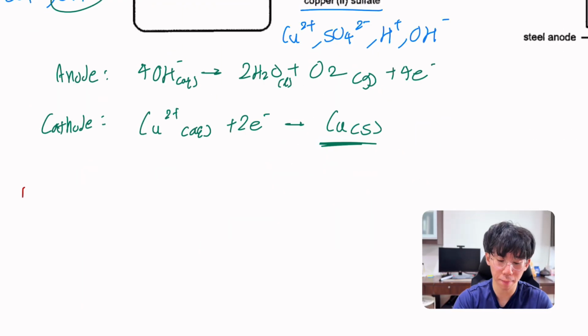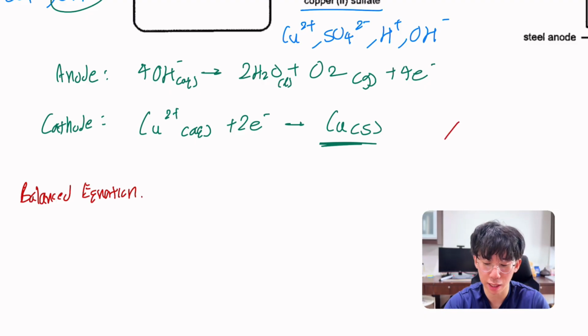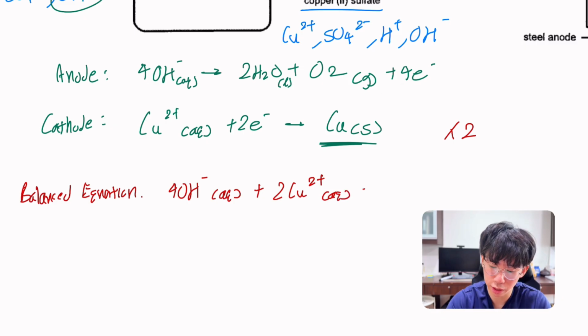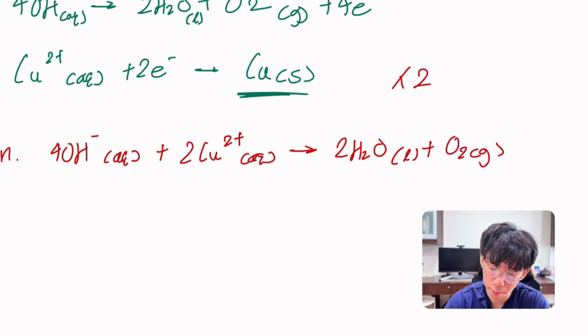We might have to form a balanced equation. To do this, we have to make sure that the electrons are balanced. In this case, we might need a ×2 to this cathode over here. And if you combine them, this will simply be 4OH- plus 2Cu2+ aqueous, and this will give you 2H2O plus O2 gas plus 2 copper solid.